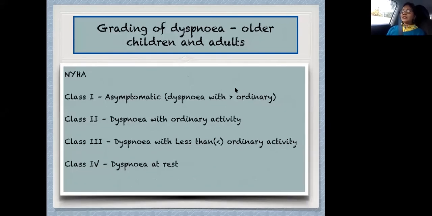How do we grade dyspnea in older children and adults? We all know that NYHA class is used. In NYHA class, it is very easy to remember with that ordinary and a sign more than, less than. So class 1 is asymptomatic, where dyspnea happens only with more than ordinary activity. In class 2, dyspnea happens with regular ordinary activity. In class 3, it is dyspnea with less than ordinary activity. And class 4 is dyspnea at rest. Mind you, this is applicable only for older children and adults.